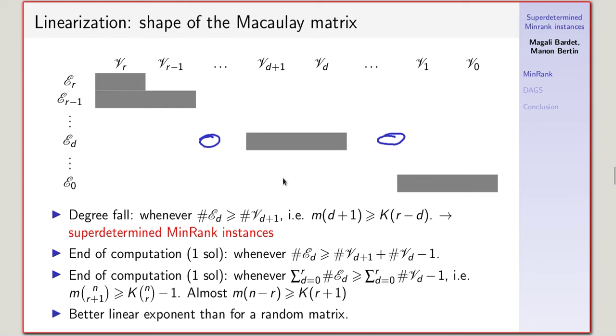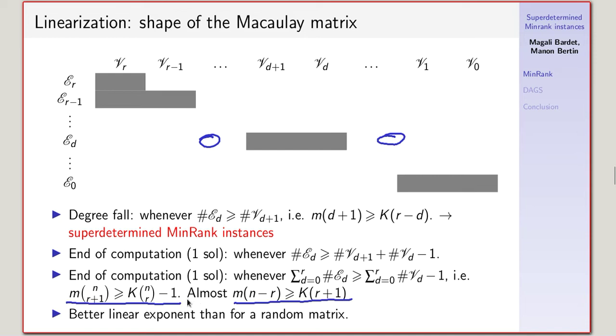And now we want to focus on superdetermined instances that are in some sense easy MinRank instances. And it seems that the easiest instances are the ones that we can solve just by linearization at degree 2. And this is possible for random instances when the number of rows here is larger than the number of columns. So the constraint here is we have more rows than columns. The constraint on the parameters is here. It's almost this one if we forget the minus one here.